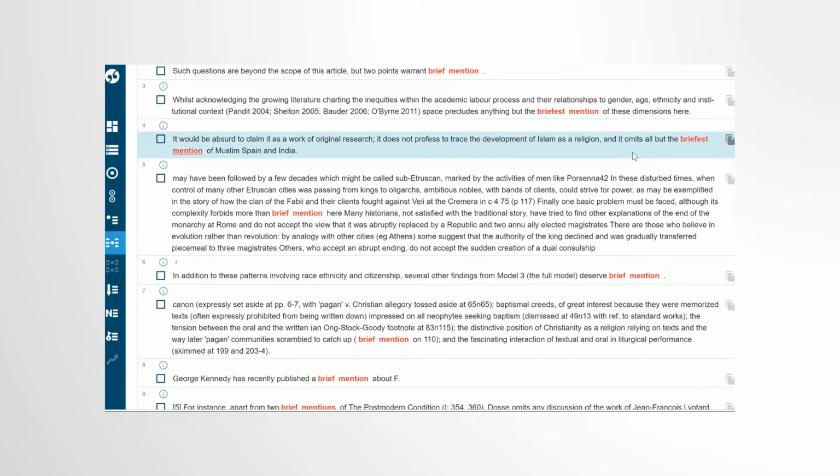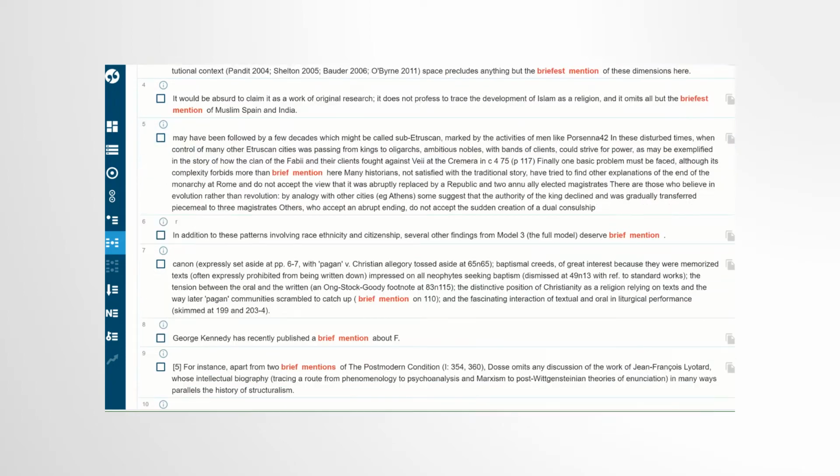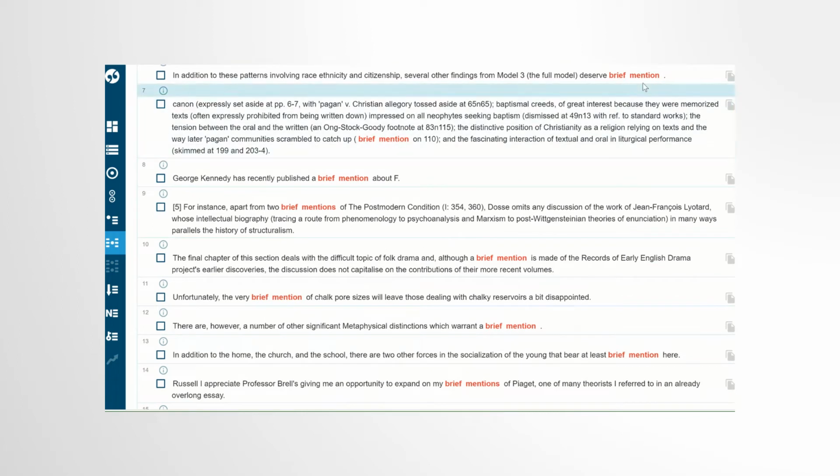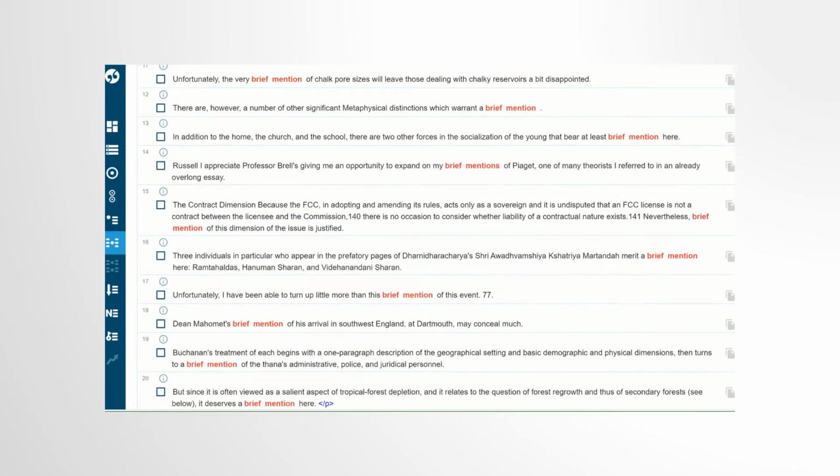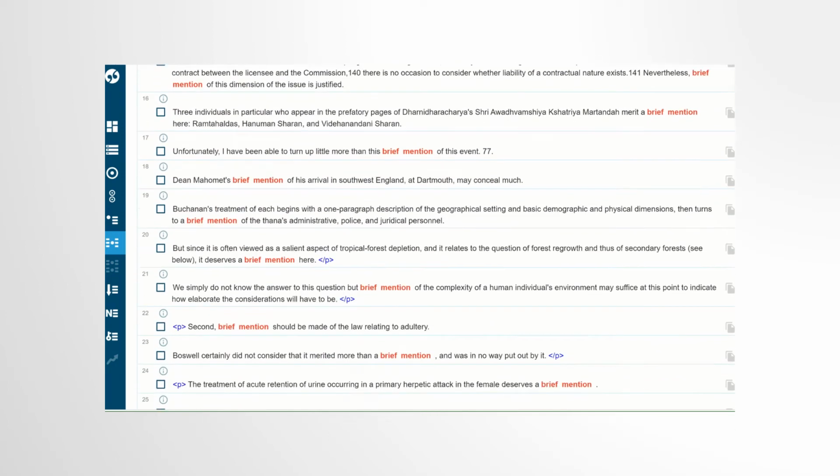This is the same thing. It omits all but the briefest mention, commenting on a book. But again, down here we have several other findings from Model 3 deserve brief mention. That's again the use we're looking for. Something deserves brief mention, so we'd copy that to the clipboard, and so on. We will now go through the rest of the concordance and look for similar examples.